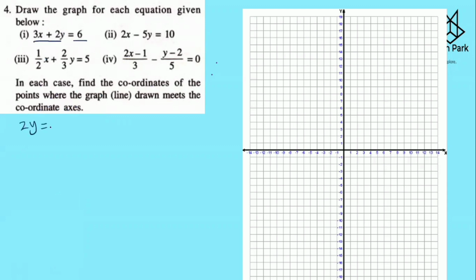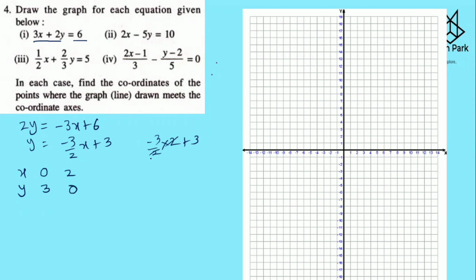Let us make y the subject. So 2y is equal to minus 3x plus 6. So y is equal to minus 3 by 2x plus 6 by 2, which is 3. So now let us create a table x and y. If I take x is equal to 0, you get y is equal to 3. If you take x is equal to 2, so minus 3 by 2 into 2 plus 3. So you get y is equal to minus 3 plus 3, we get 0.